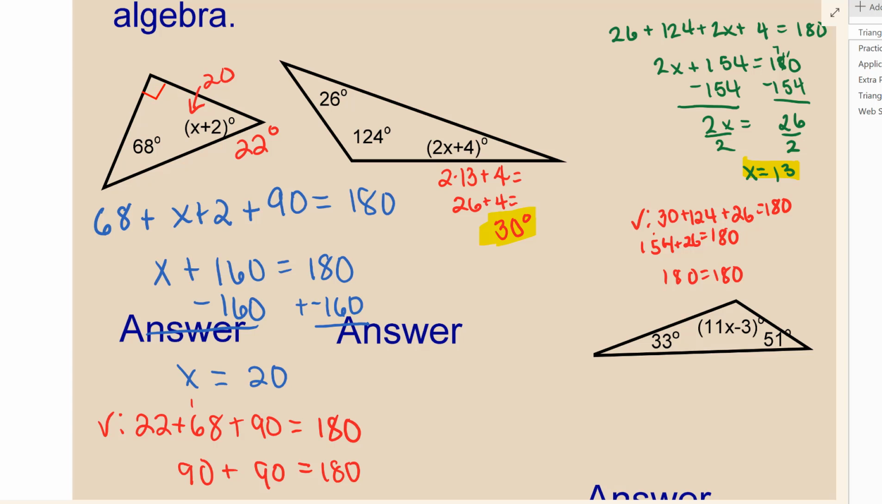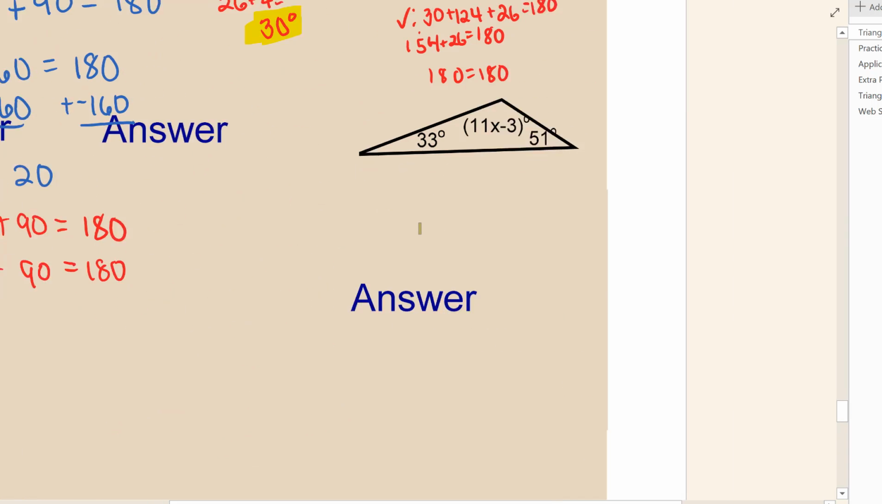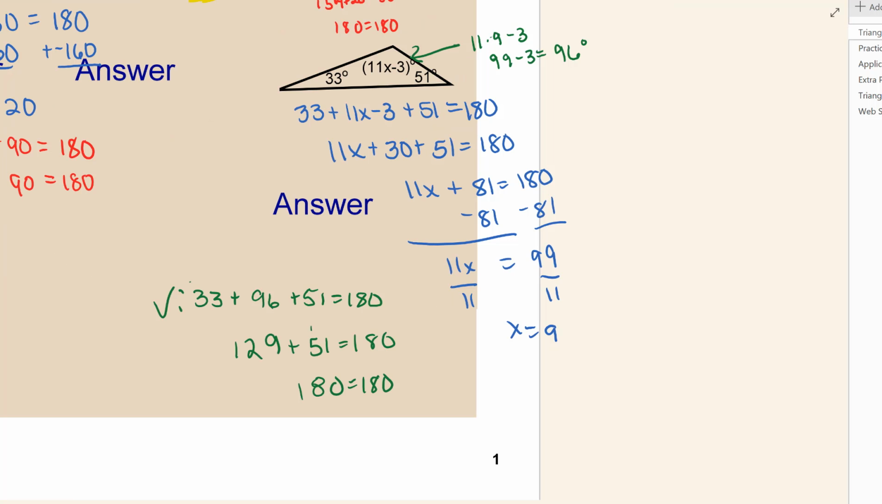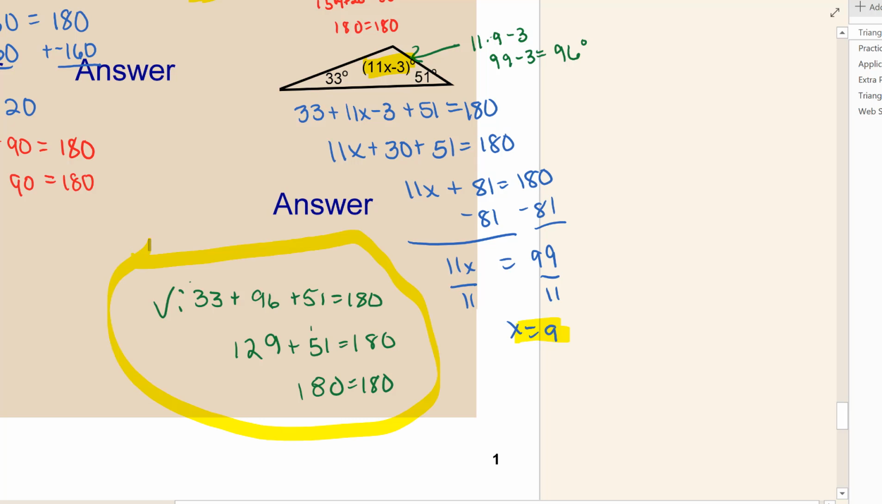Now let's move on to the next ones. So try this third problem. So I solved this equation by adding up all of the three angles, and I end up with x equals 9. Then I plugged in my answer, x equals 9, in the place of the x in 11x minus 3 and ended up with 96 degrees for that angle. Then I did my check step and ended up proving that those three angles added together do indeed equal 180 degrees. So let's go to the next page.